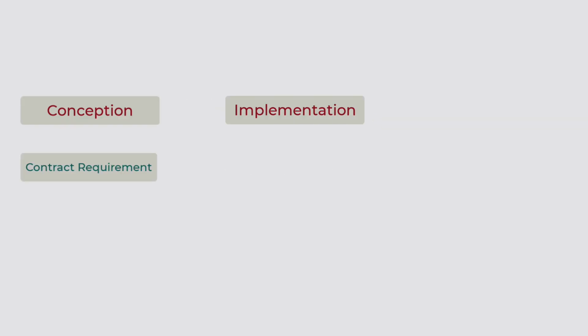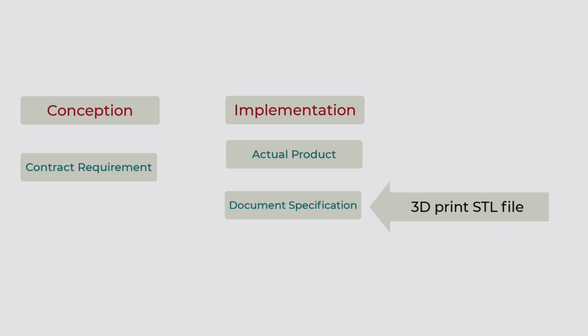So far, we have completed two phases, the conception phase and the implementation phase. The final output of the conception phase is the contract requirement. As for the implementation phase, the final output is the actual product and the documentation about the specification of the product. Given the current level of complexity, we can consider the 3D STL digital file as the product documentation, as it defines the specification of the product.